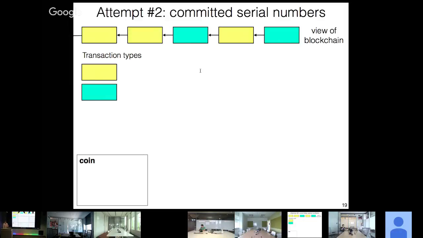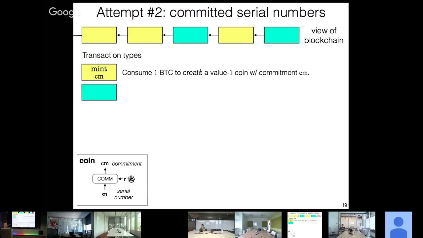Let's have committed serial numbers. So now the coin data structure is not just a serial number, but you commit to it. Of course, you need to have some randomness to commit to it, and you get something that I'm going to call a coin commitment. So now when you mint, you're going to broadcast not the plain serial number, but a commitment to it. And it says, I have consumed 1 Bitcoin to create a value 1 coin with commitment CN.